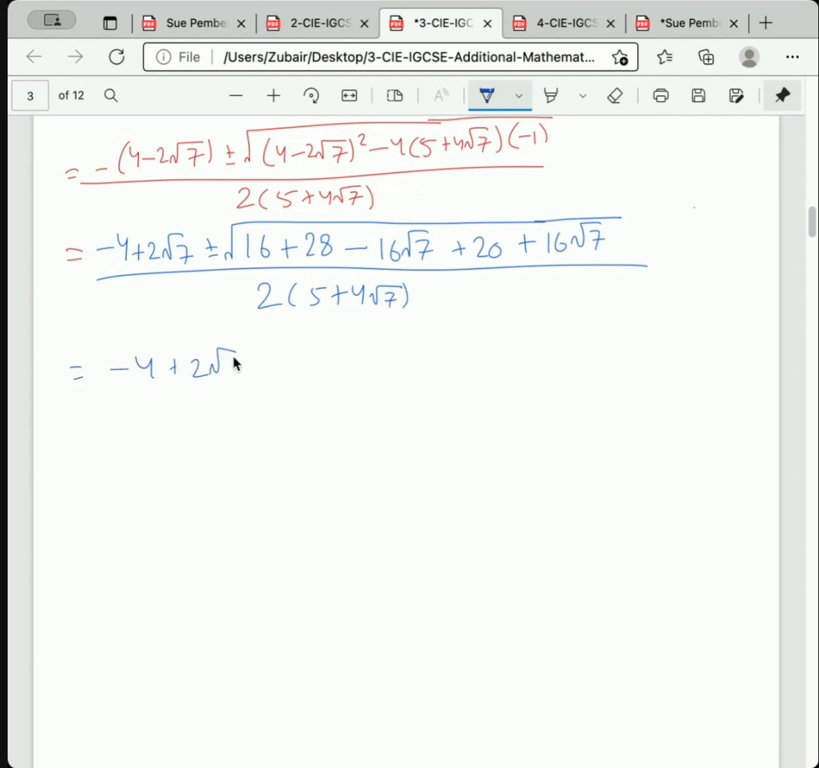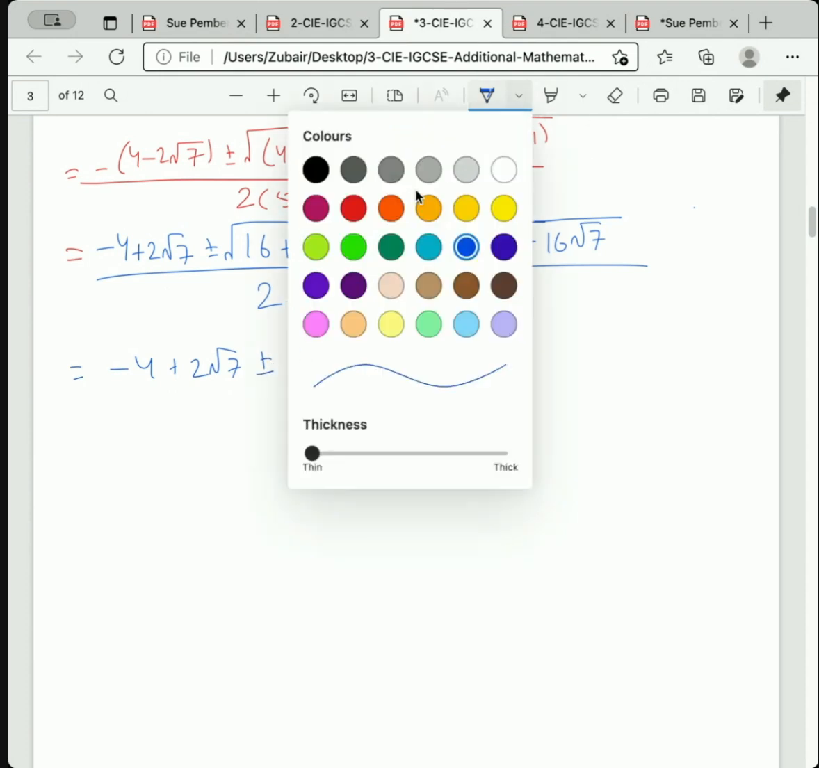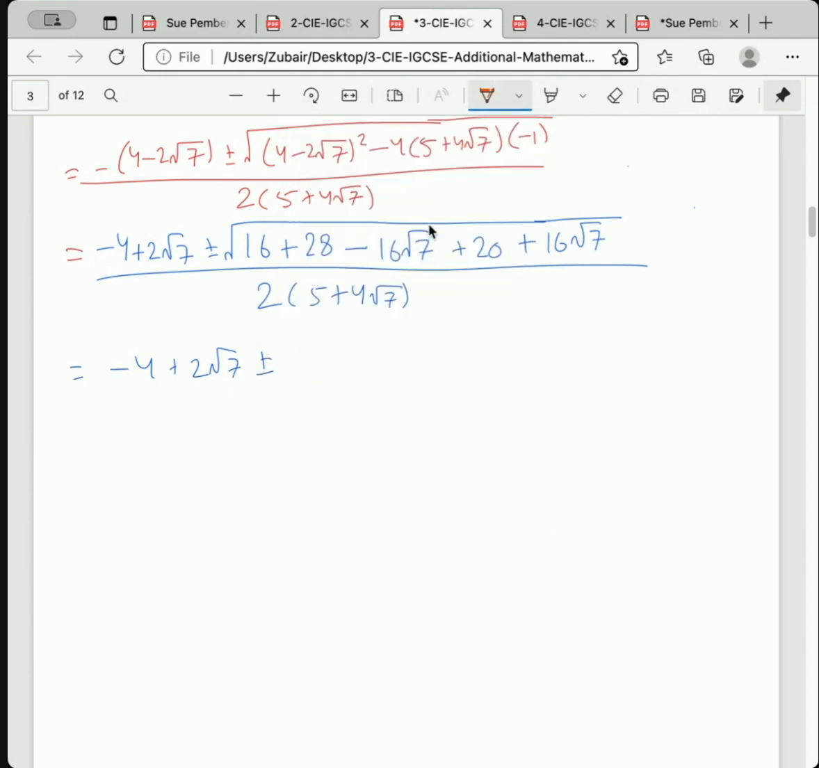Minus 4 plus 2 square root 7 plus minus. Now negative and positive cancel out. I'm left with 16 and 20. 16 plus 20 plus 28 is 64. Square root 64 over 2 times 5 plus 4 square root 7. So that's minus 4 plus 2 square root 7 plus minus 8 over 2 times 5 plus 4 square root 7.